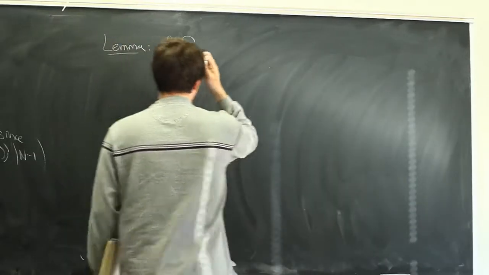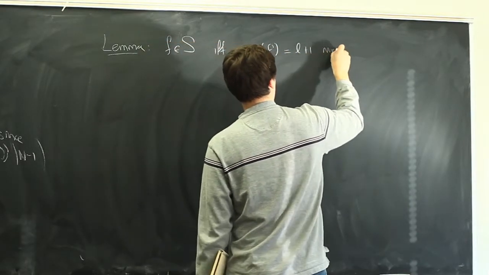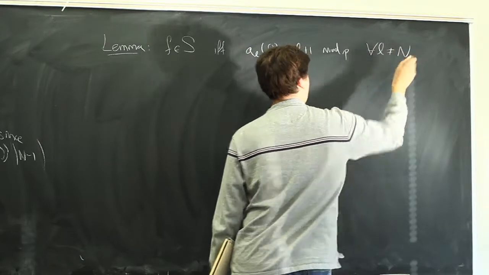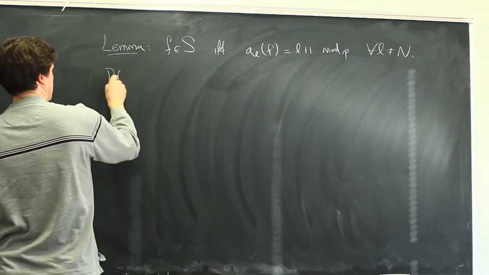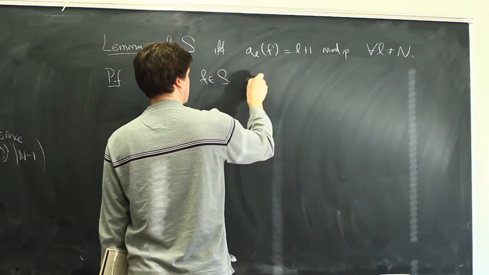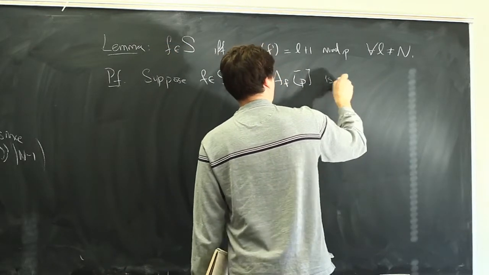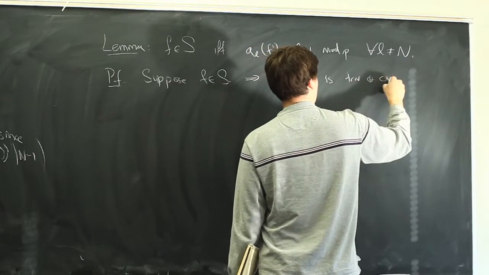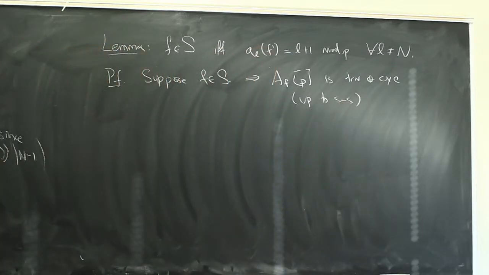An eigenform is in S if and only if AL of F is equal to L plus 1 mod P. Yeah. All right, so here's why. Suppose F is in S. That means, by definition, that AFP is just trivial plus cyclotomic up to semi-simplification. What it means by definition is that it only has trivial and cyclotomics in it, but by the Weil pairing, if it has one, it has to have the other, so it has to be one of each.